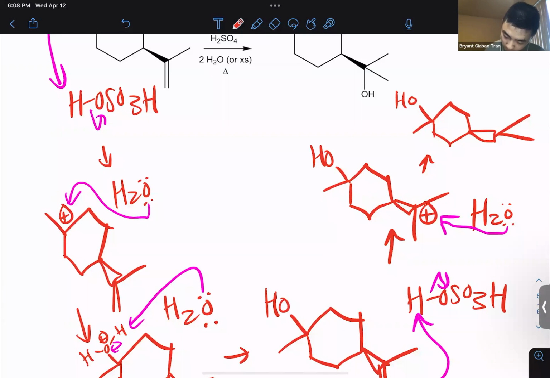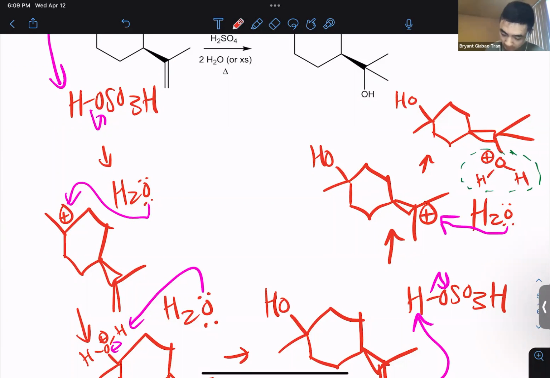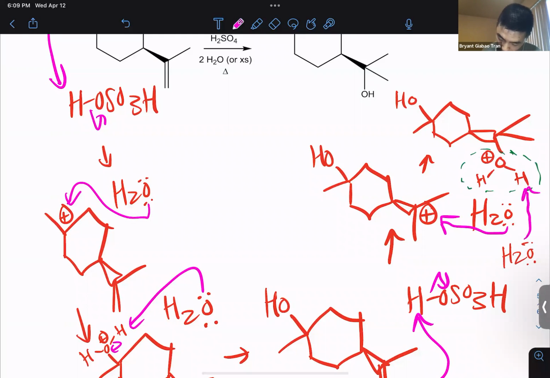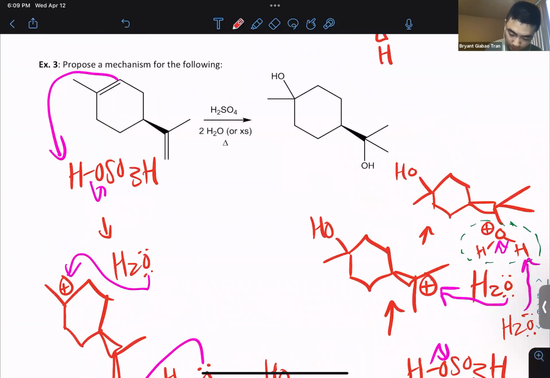Okay. Then this water here has a positively charged oxygen, because this is the water group that attacked. And to neutralize this oxygen here, we would have to deprotonate the oxygen with, let's say, another water molecule, and neutralize this oxygen here, giving us our final product here.